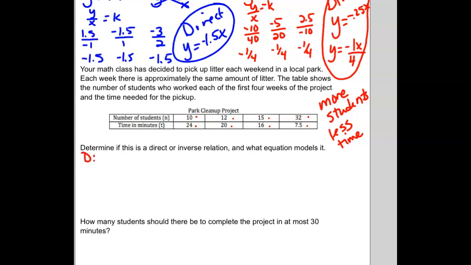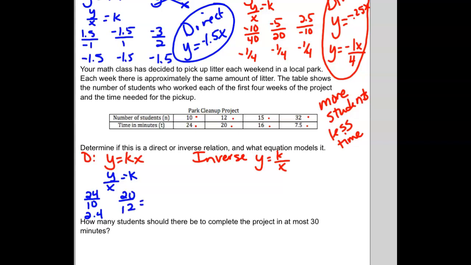So again, if it is direct, it has to fit y equals k times x. If it is inverse, it has to fit y equals k divided by x. Okay, now, I always take those equations and I solve for k to check to see if we can get a constant. So let's start with our y value. 24 divided by 10 is 2.4. If we take 20 divided by 12, we get 1.6 repeating. So we're not getting a constant here. That means it's not direct.